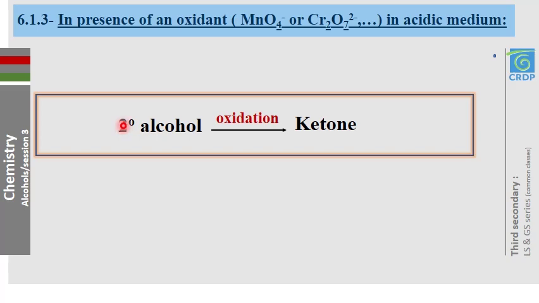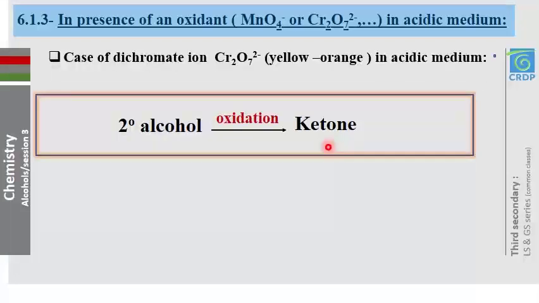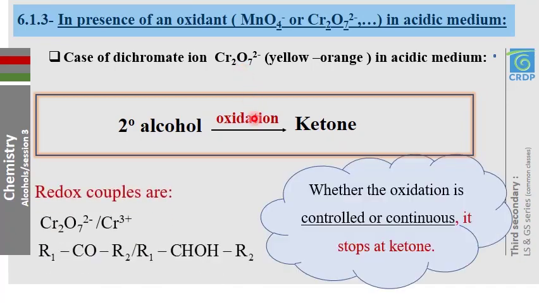Secondary alcohols, when they undergo oxidation, will give us what? Ketone. And this ketone, will it give us another product? No, even if the oxidizing agent is in excess. Okay, let us consider dichromate with secondary alcohols. Okay, dichromate will be reduced to Cr3+, and this secondary alcohol will be oxidized to a ketone.